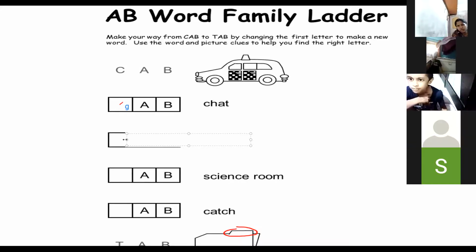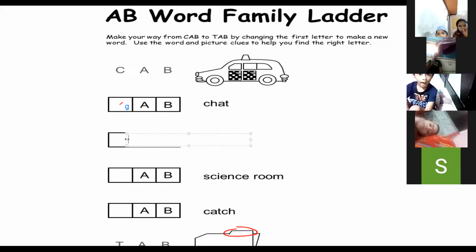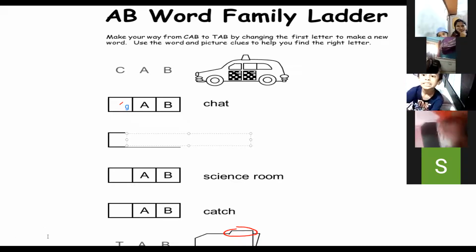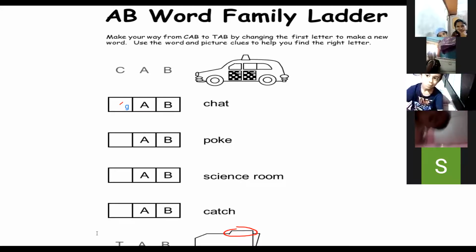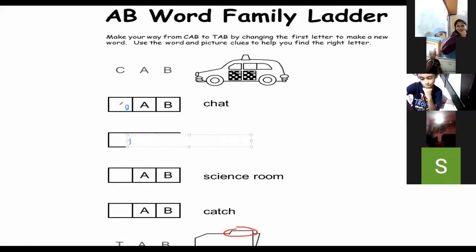We have seen two boxers fighting, right? We have seen in the picture two boxers fighting with each other. What was that word? Do you remember? No? Okay, fine, no problem. One minute. G-A-B, so here it is, jab. It is called jab. Jab, jab. Okay?